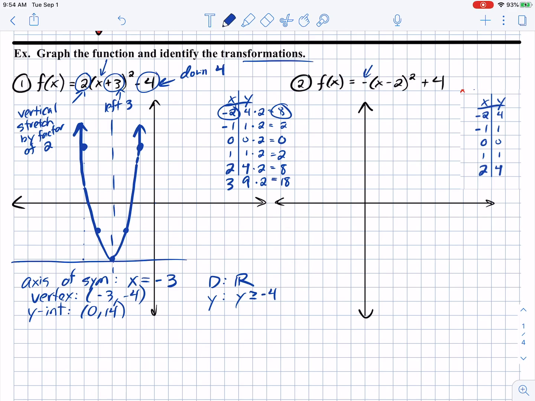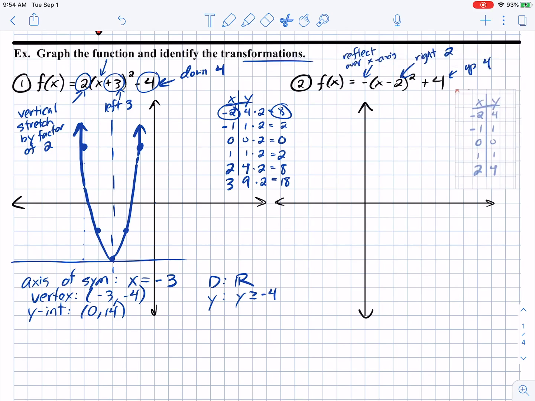This negative in front makes it open down. Another way we describe that is we say it's a reflection over the x-axis. This -2 would be right 2. This +4 would be up 4. And then the only change we have to our parent function values would be all the y's are multiplied by a negative. They all become the opposite.